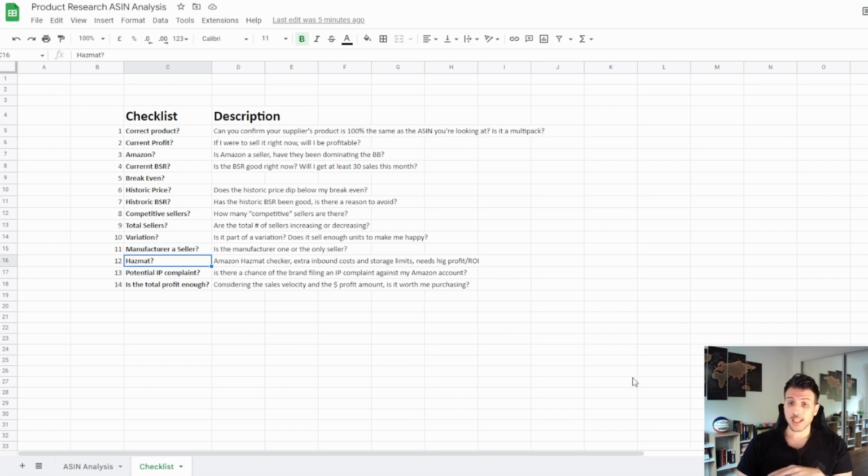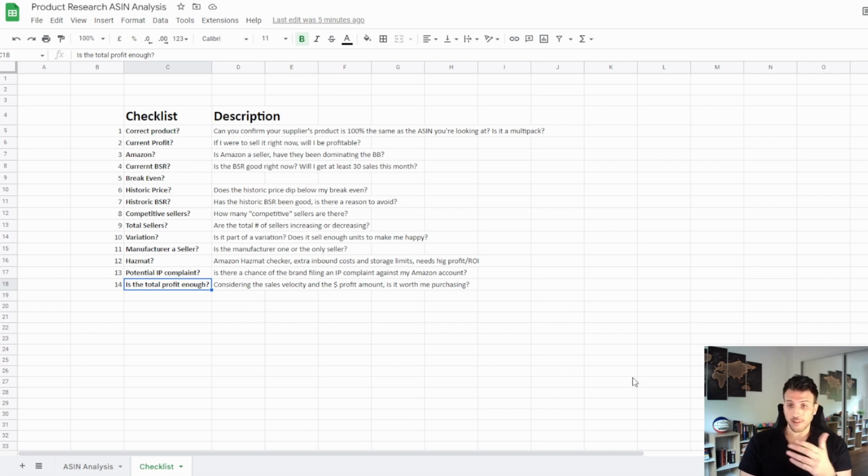We also have to look at hazmat. If the product's a hazmat, it's going to cost extra inbound costs. You have storage limits on hazmat products, if you're hazmat approved, that is. So it needs to have a higher ROI and actual profit dollar amount, so it can be worth it. IP complaints, like I said earlier.